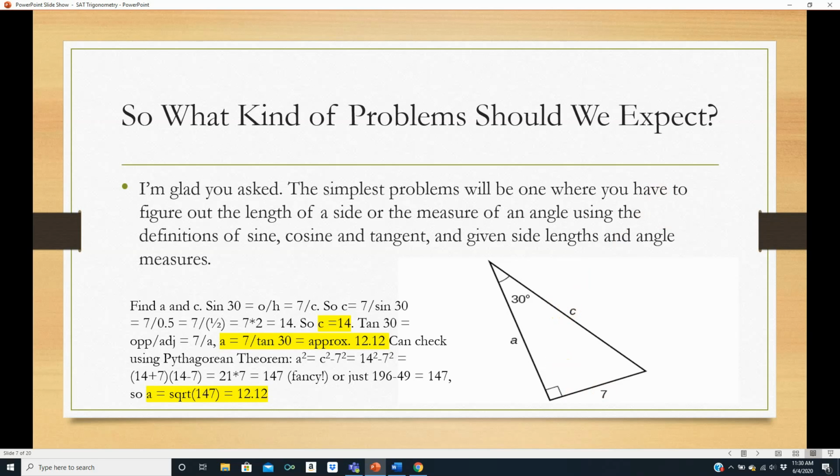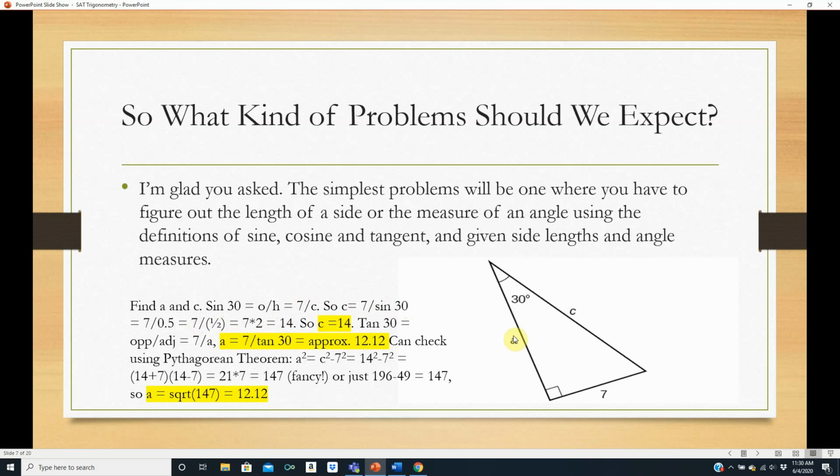So we know that sine of 30 is the opposite over the hypotenuse, which means it's equal to 7, the opposite, divided by c. So we can manipulate that to get c equals 7 over sine 30, which is 7 divided by 0.5. Sine of 30 is 0.5. 7 divided by 1/2, or 0.5, is the same as 7 times 2, which is 14. So c equals 14.